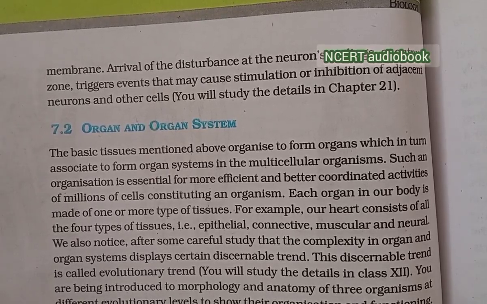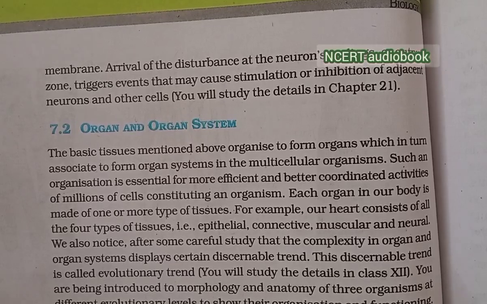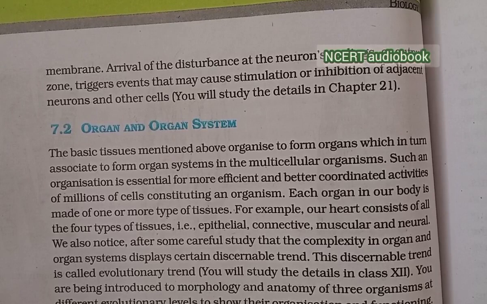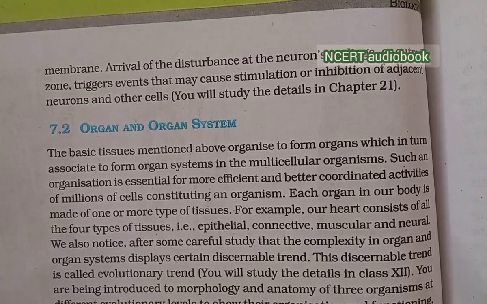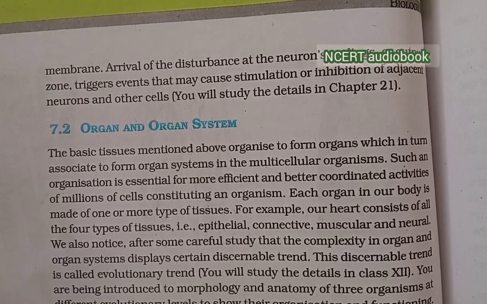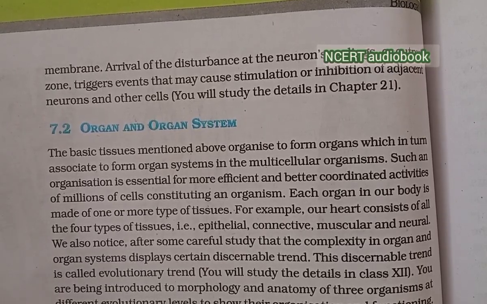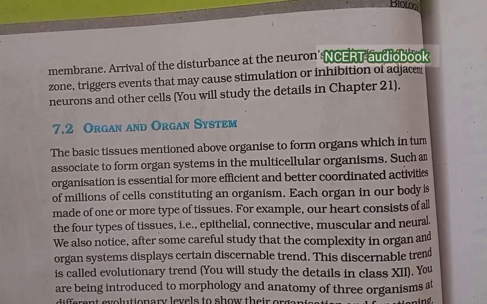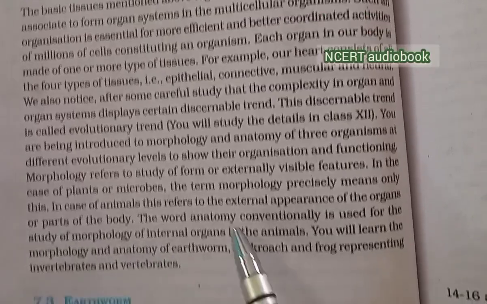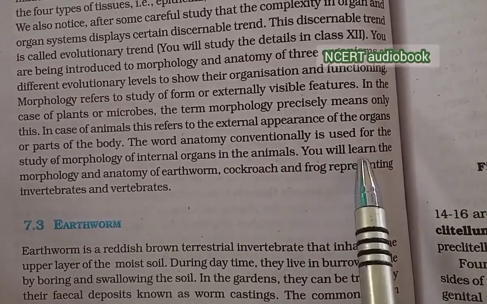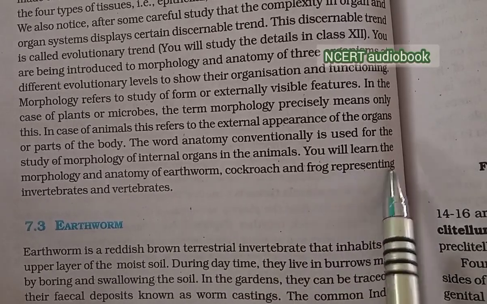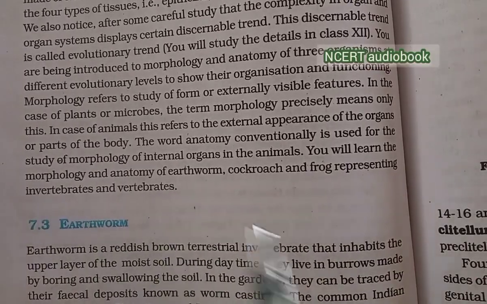Morphology refers to the study of the form or externally visible features in the case of plants and microbes. The term morphology precisely means only this. In the case of animals, this refers to the external appearance of the organs or parts of the body. The word anatomy conventionally is used for the study of morphology of internal organs in animals. You will learn the morphology and anatomy of earthworm, cockroach and frog, representing invertebrates and vertebrates.